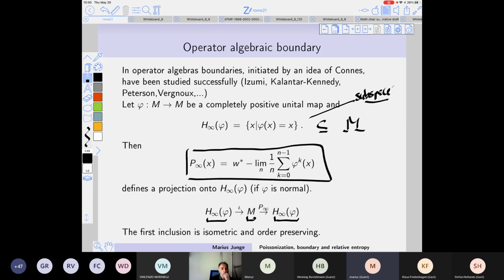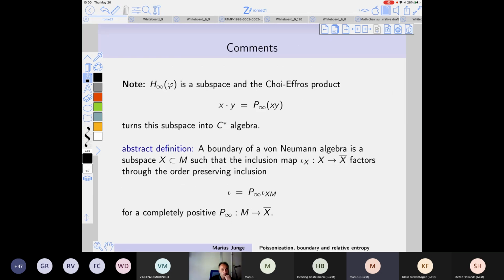This is the Choi-Effros product. You define the new product of x and y by projecting the product back. Then you really have to check the axioms of a C-star algebra word by word, which is one of the few points where you do that. Abstractly, this is a C-star algebra. It's a very cute argument. This gives you the famous Choi-Effros product, which is a non-commutative model for what happens between harmonic functions, boundary functions on the circle, and the whole disk.